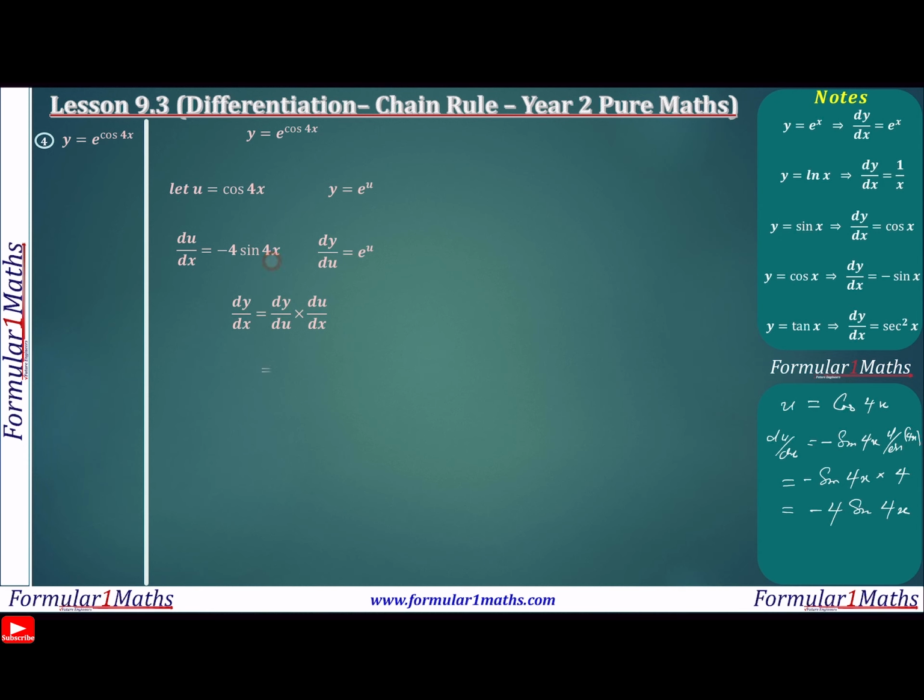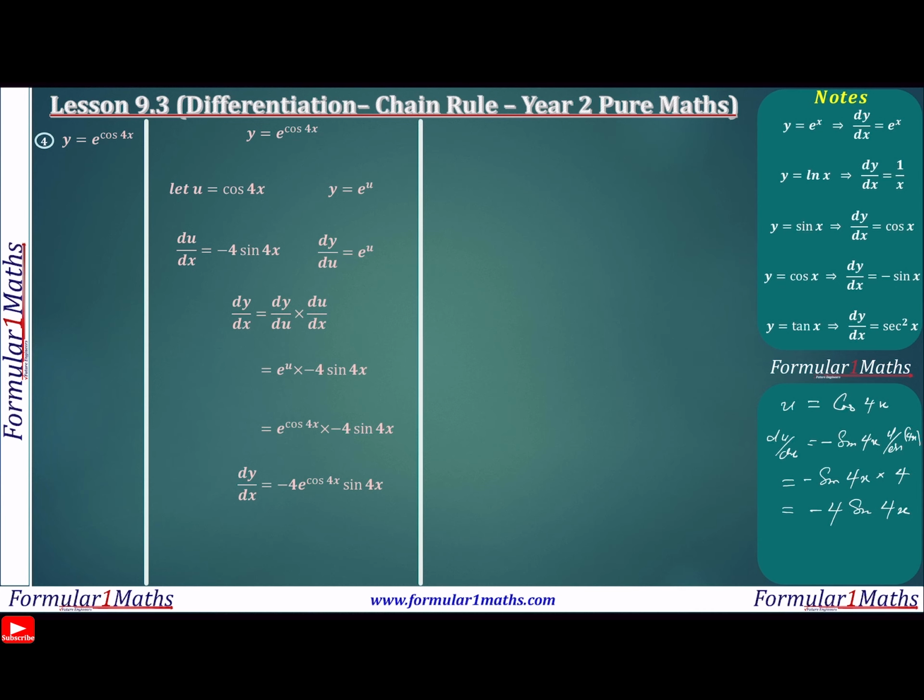So if we do that as substitution, we're going to get e to the power u times minus 4 sine 4x. But u, we know it to be cos 4x. So let's do the substitution. We're going to get e to the power cos 4x times minus 4 sine 4x. Write this nicely. You're going to get dy/dx is equal to minus 4 e to the power cos 4x sine 4x.